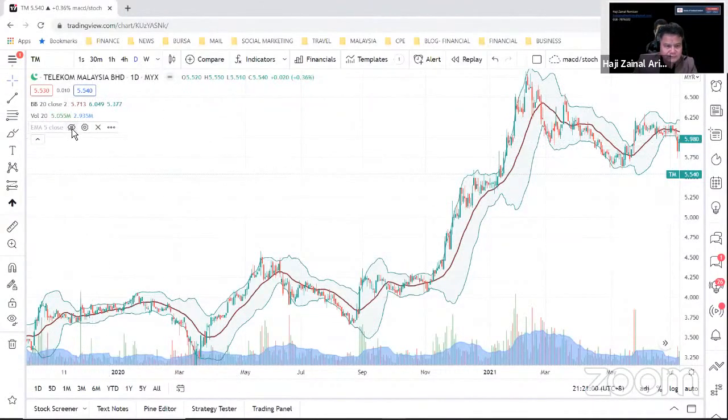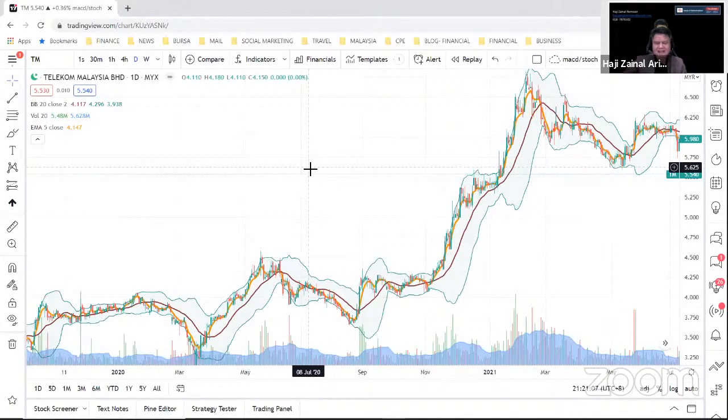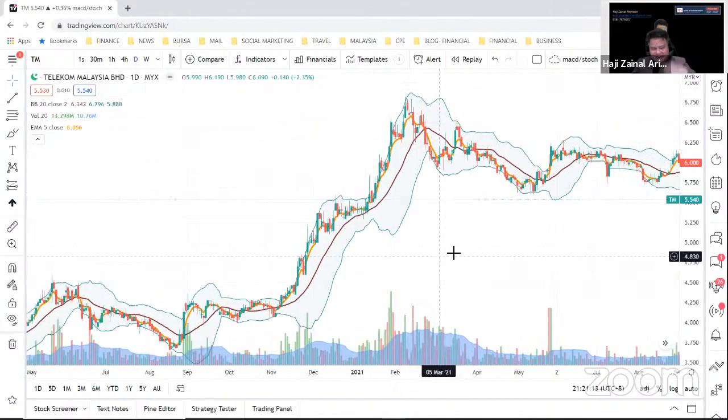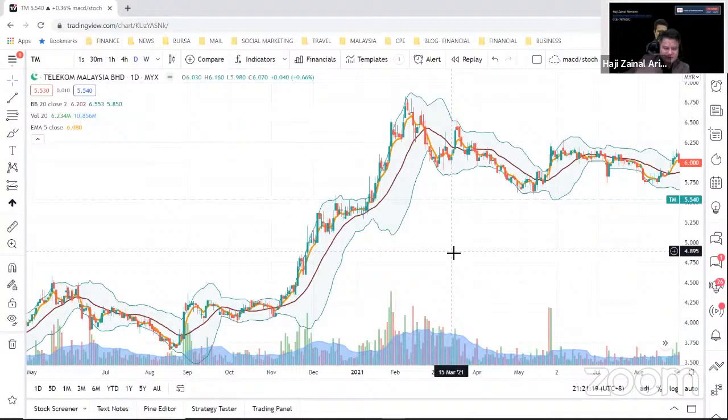Okay, now this is how I use the Bollinger Band. When I use Bollinger Band, I add another line, that is a 5 days moving average. So next question, is there any other thing that we can add? The answer is yes, we can add whatever it is. Why did I put this 5 days moving average? So that it can become a filter. I use the 5 days moving average on top of the Bollinger Band for the purpose of filtering.